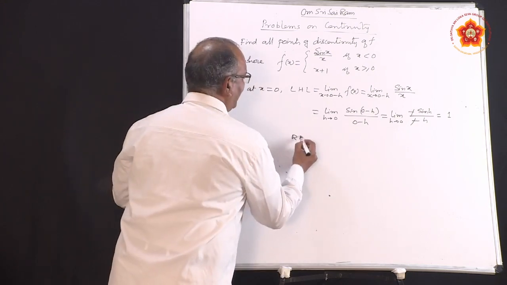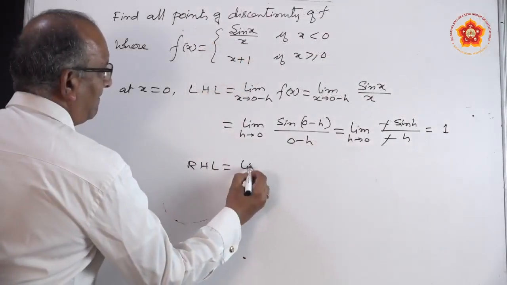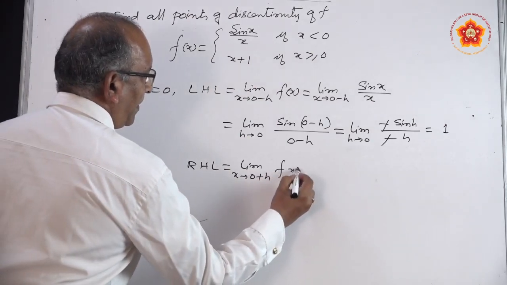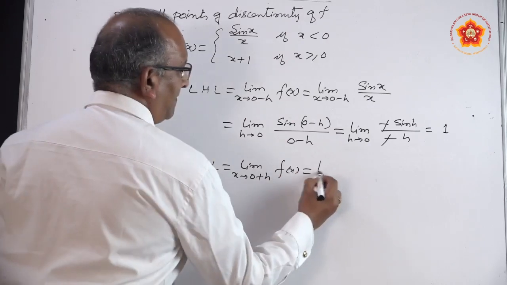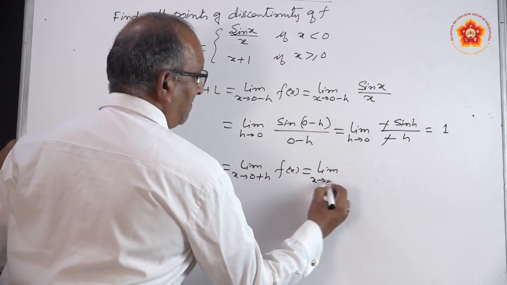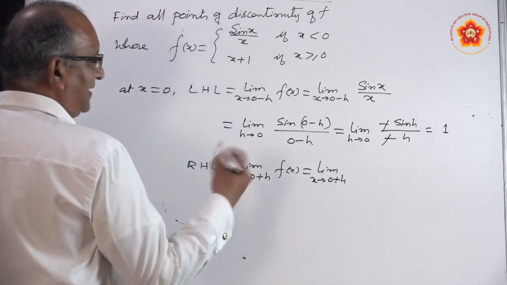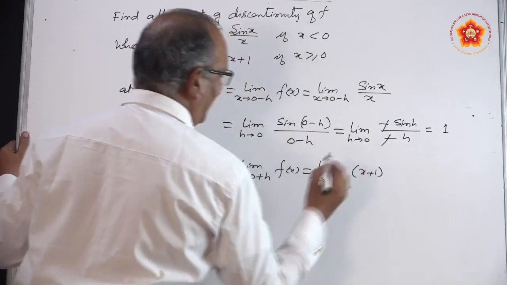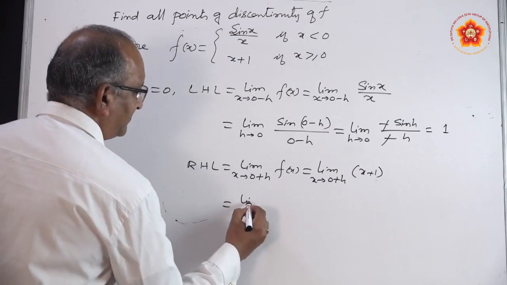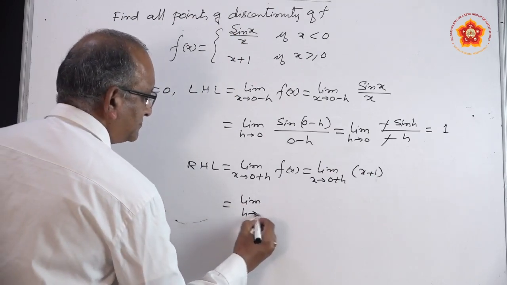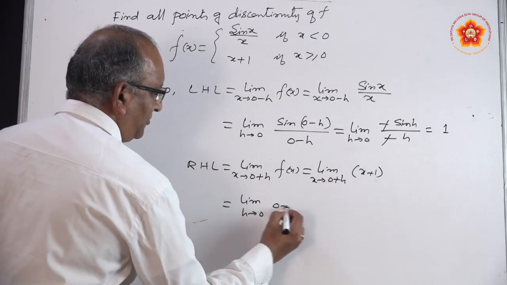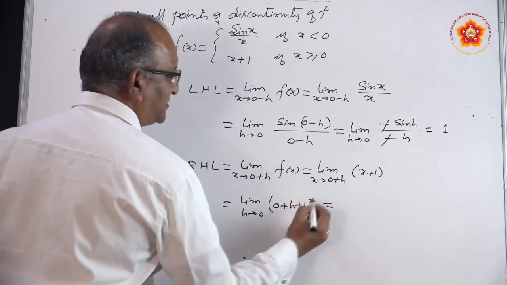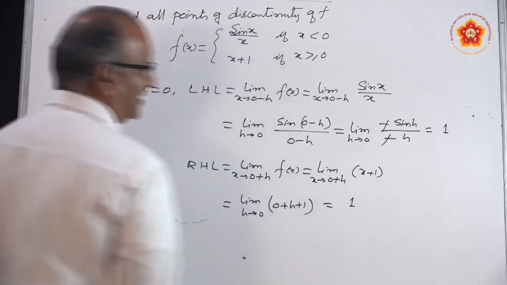Now, find out right hand limit. If it is greater than 0, the function changes to polynomial function x plus 1. Proceed. In place of x, write 0 plus h plus 1 and proceed to the limits. When you proceed to the limits, you get the answer 1.